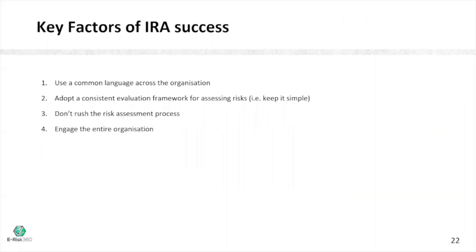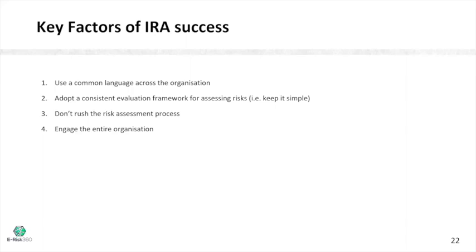So what are some of the key factors of integrated risk assessment success? I've summarized them there. It's important to consult with the organization. You want to have a level of consistency and standardization when assessing risks. So you want that common definition. As I mentioned before, have a common definition, have a common methodology, have a common framework. Make sure everyone is speaking the same language, basically.